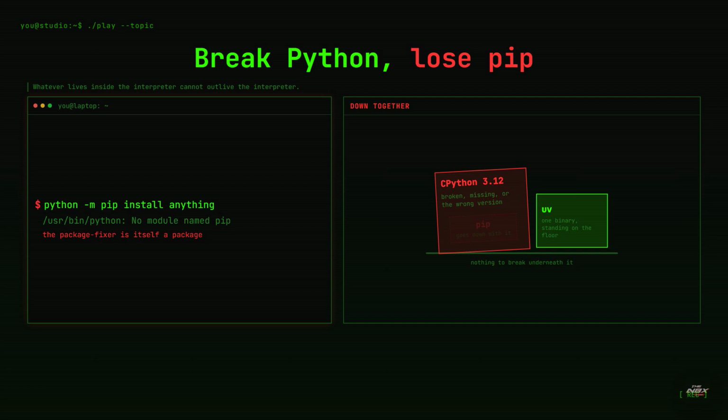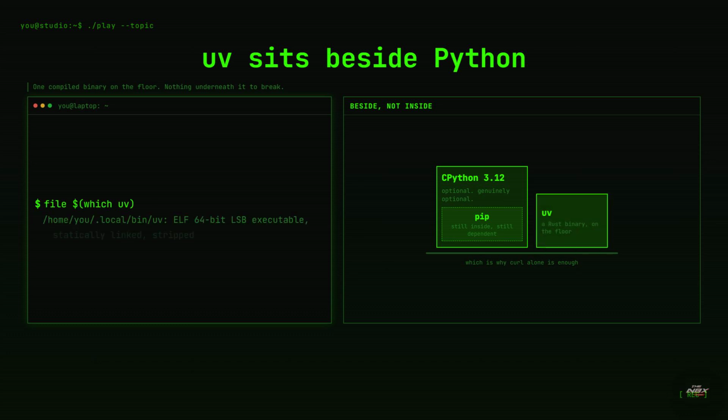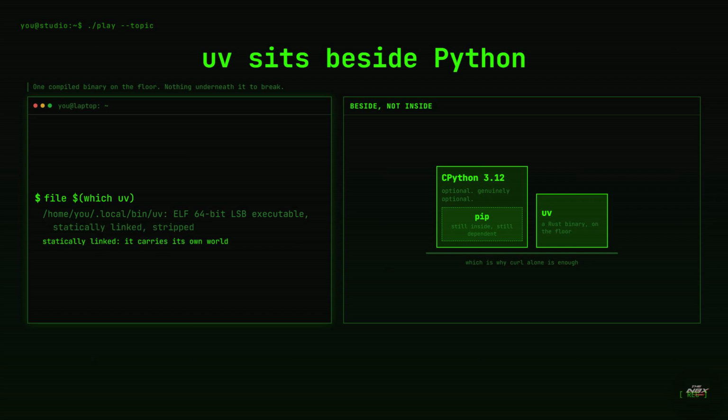Now, none of that is a bug, and none of it is pip's fault. Living inside Python is simply what pip is. So UV is built the other way around. UV is one compiled program, written in Rust, sitting beside Python rather than inside Python. UV needs no interpreter to start, which is exactly why a single line of curl works on a bare machine, and why in a few chapters UV can download an entire Python for you on demand.